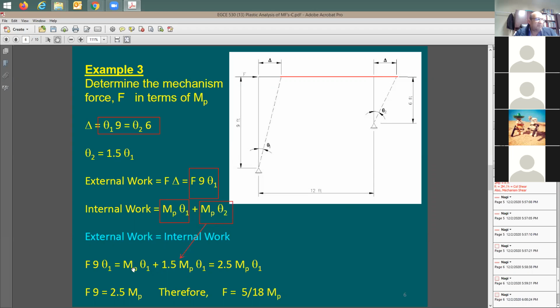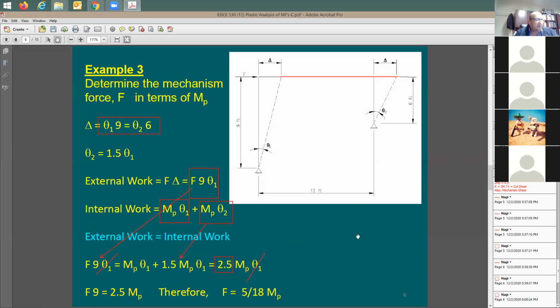And for the first term, it's going to be, yes, MP times theta 1. External work or energy is still 9 theta 1. I guess if you have here MP times theta 1 plus 1.5 MP times theta 1, it means that you have a total of 2.5 MP times theta 1. I'd say cross out theta 1 with theta 1, right? I can cross them out.